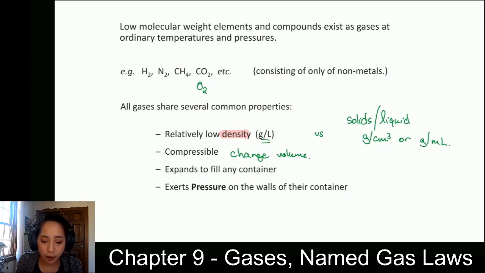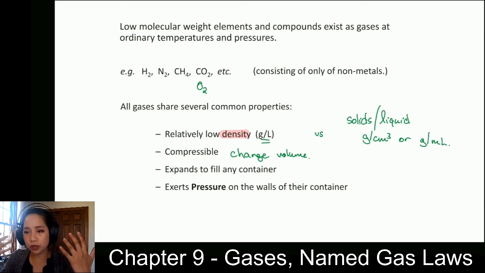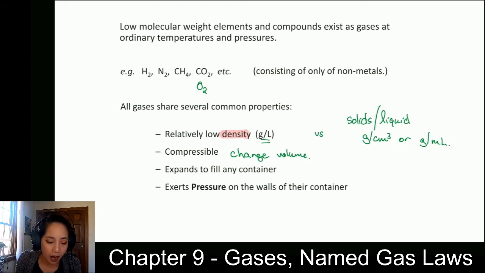Gases also expand to fill any container. We experience this when we blow up a balloon, when we exhale our breath, mostly CO2 and water vapor, and fill up a balloon. Our breath is filling up that whole balloon, the whole volume of that balloon. And then also gases exert pressure on the outsides of walls of their container. And so these are things that we'll be able to measure, properties of gases. These are things that we can measure in lab, things like pressure and volume of the container that gas occupies.